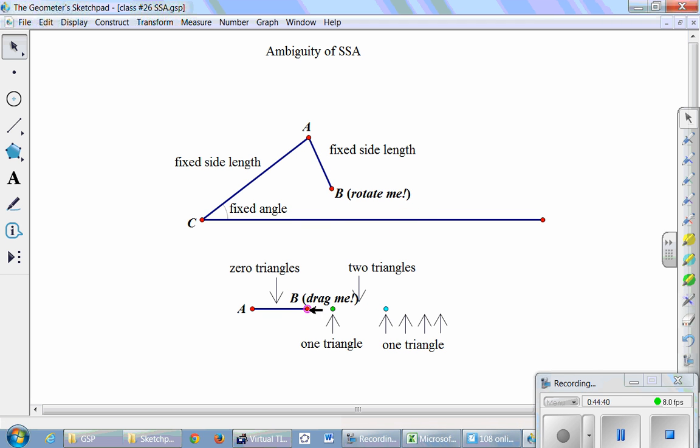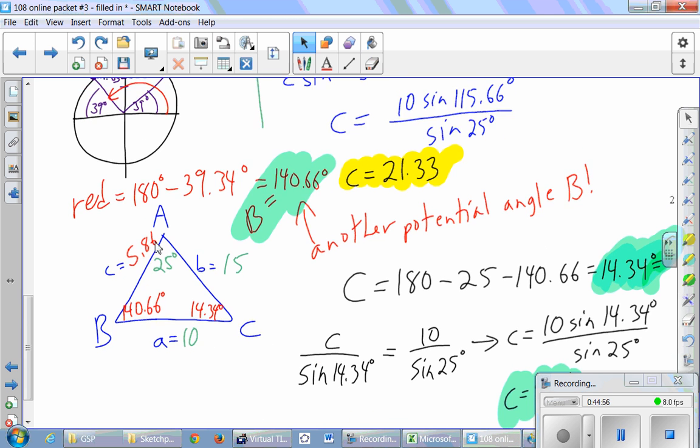What happens if I make this side shorter still? But now I won't change it again for a little bit. If I rotate, no matter what happens, I cannot reach that bottom side. And so this is a case where there's exactly 0 triangles that exist with this side length and this angle measure. And that's what we saw here in part B.